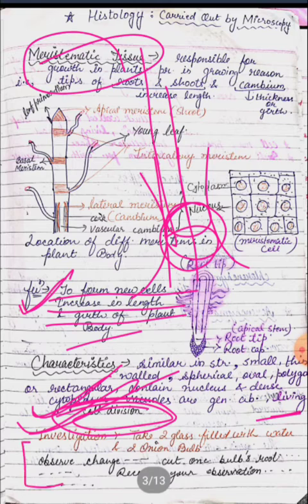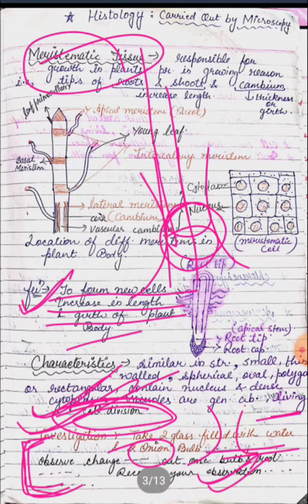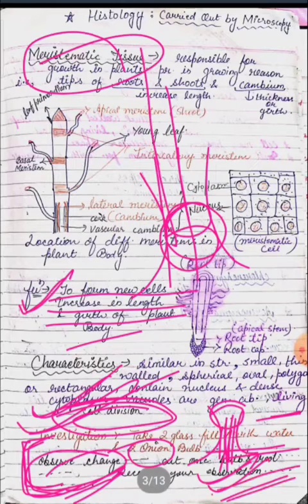This is the investigation. If you want to observe the meristematic tissue, you can take a glass of water and an onion bulb and just keep the onion on the top of the glass of water. Note what you observe. You can write the changes in your observation copy.